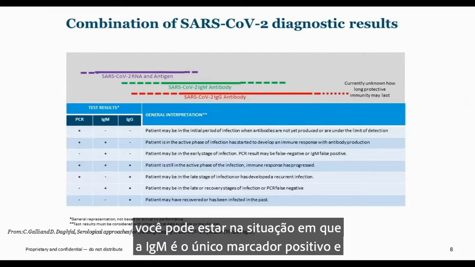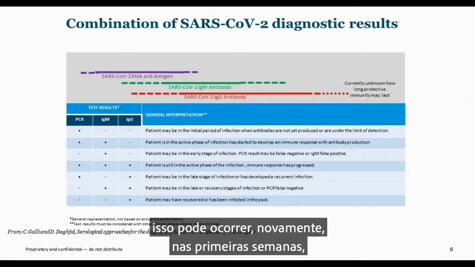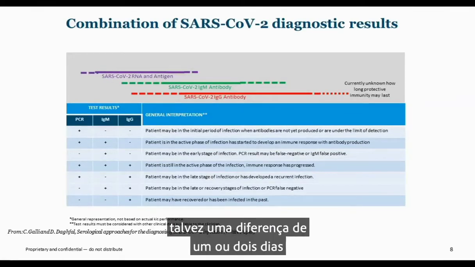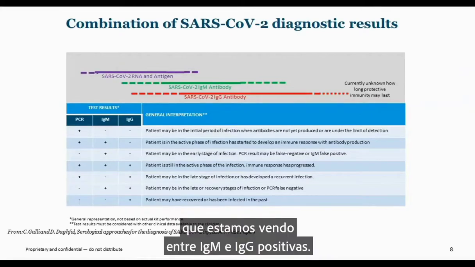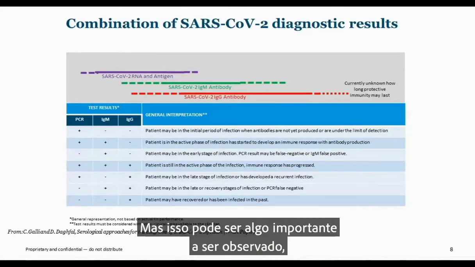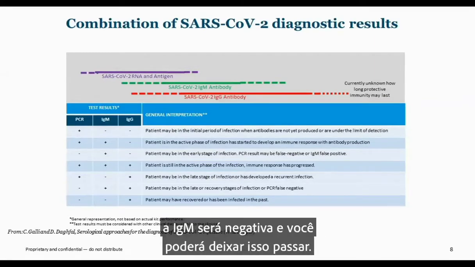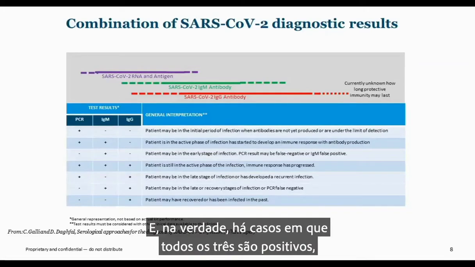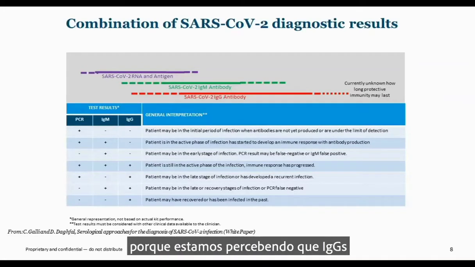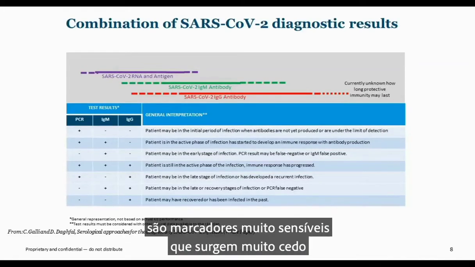You can have that spot where IgM is the only marker that's positive, again within the first week or so, and there may be a day or two difference between IgM and IgG coming up positive. That might be an important thing to note, because if you didn't do that IgM, both would be negative and you might miss that case. And actually there are cases when all three are positive, because we're finding that IgG is a very sensitive marker that comes up quite early.